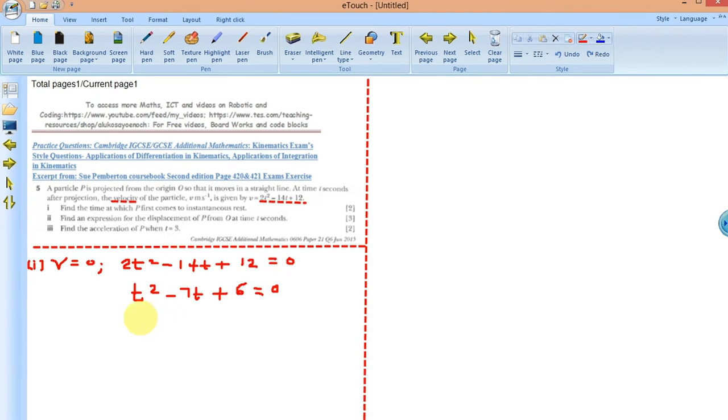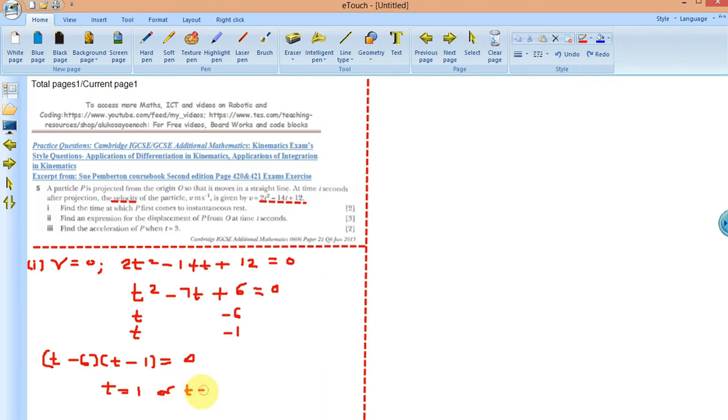Okay, now I can go ahead and use my shortcut. So break this one down. 6 times 1 will give me 6, and I want the sum to be 7. So minus 6 times minus 1 will give me 6, and minus 6 minus 1 will give me minus 7. So I can take it like that. Therefore I have t minus 6 and t minus 1. I know you know how to factorize, guys, especially this type of function, whereby you don't need to use the completing the square method or the quadratic formula. Just go ahead and use your factor method. So from here, t equals 6 or t equals 1.